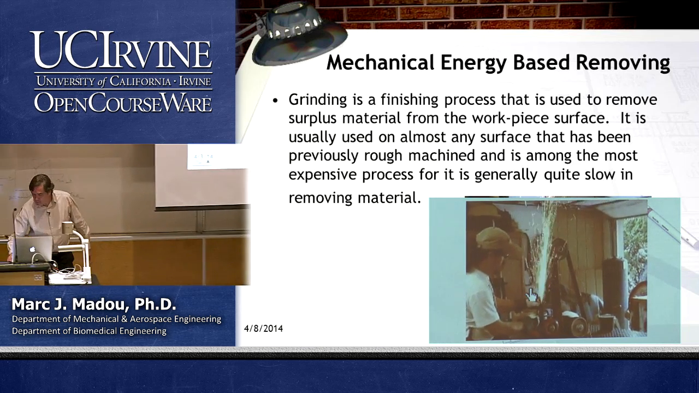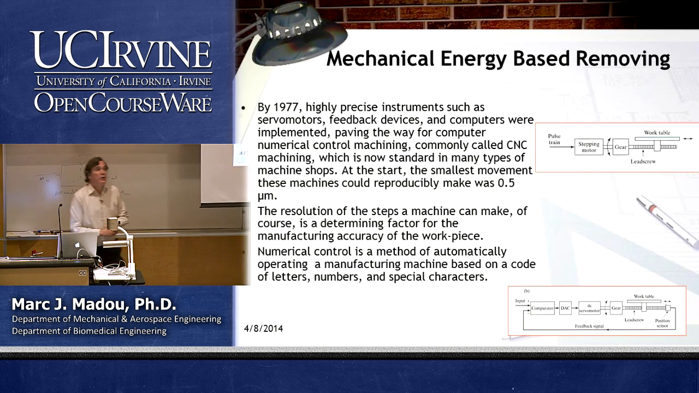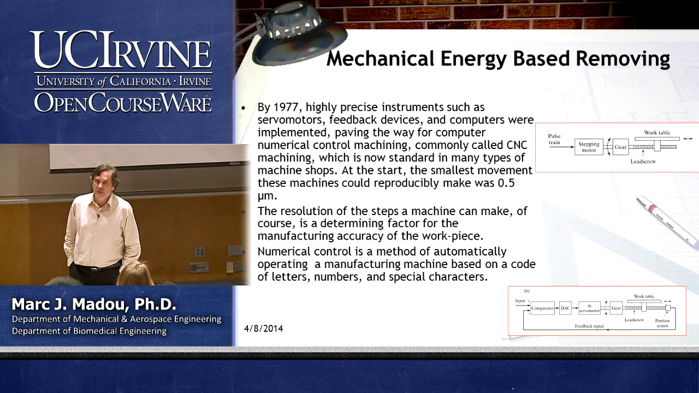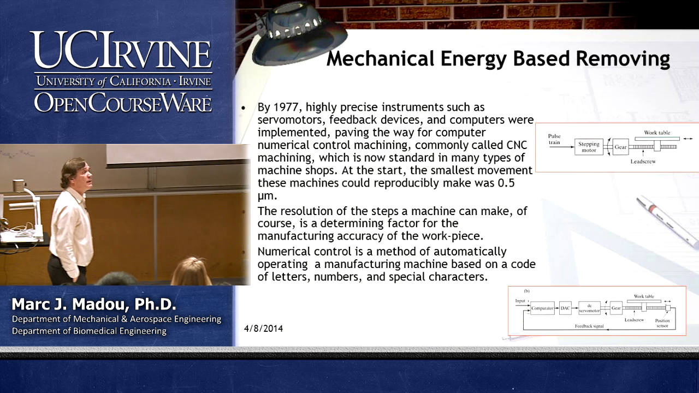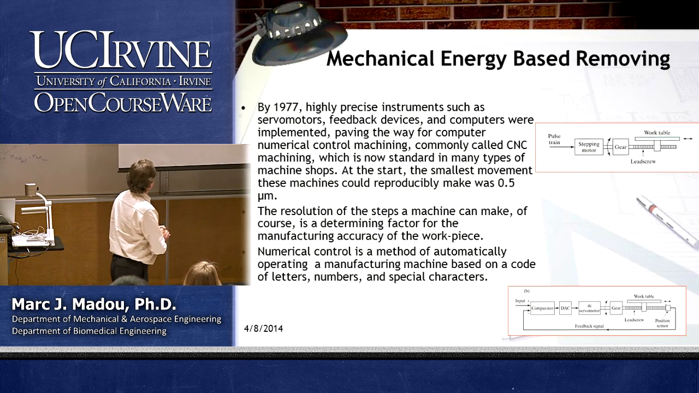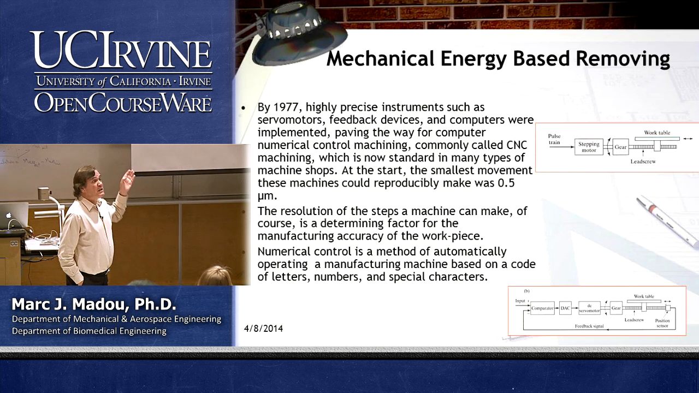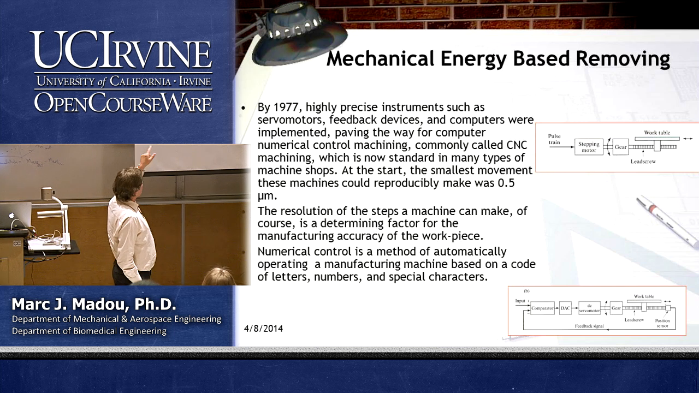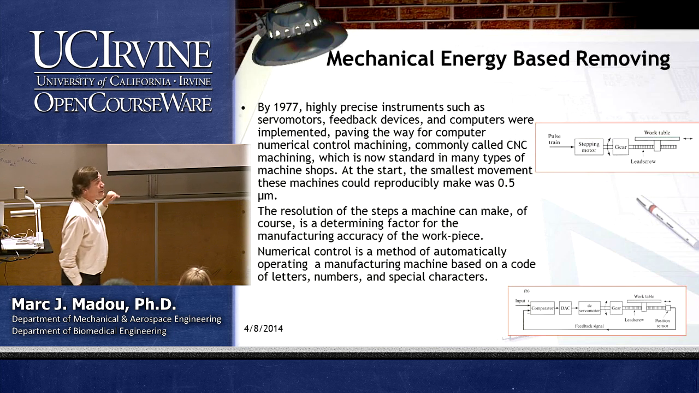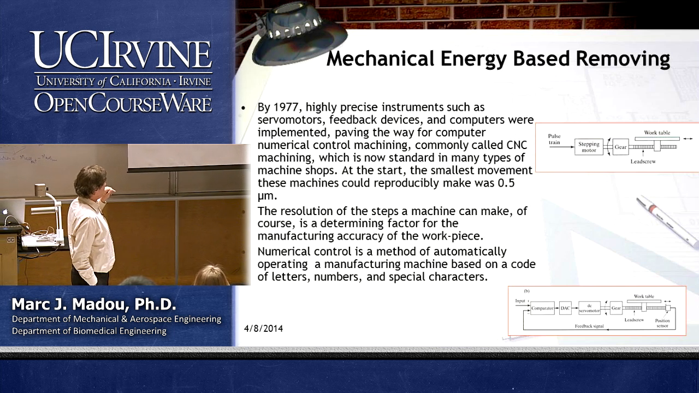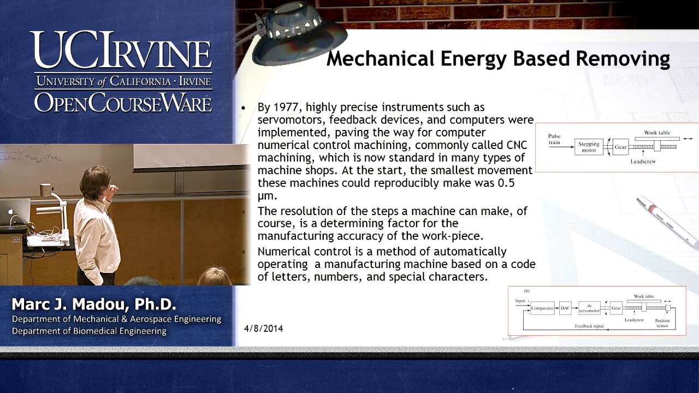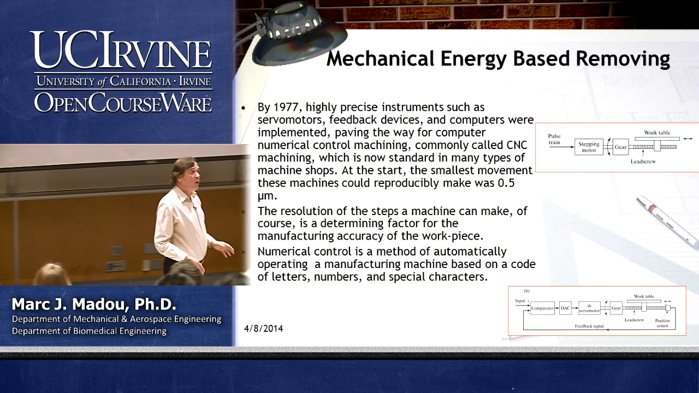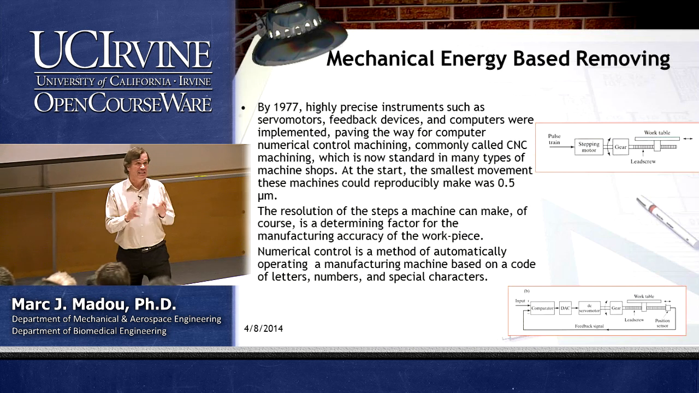So with that, we're going to give a little bit of history of CNC machining, which is, of course, one of the foremost methods of mechanical machining. You will often see the word CNC machining. Where it comes from is numerical control, which is a method of automatically operating a manufacturing machine based on a code of letters, numbers, and special characters. Do you realize CNC actually only really started in 1977?